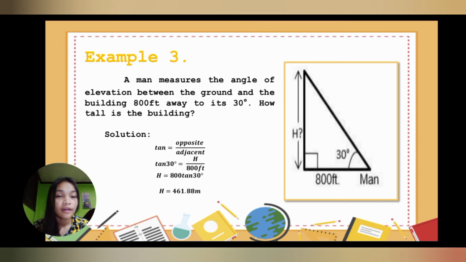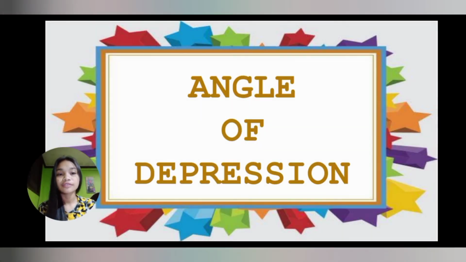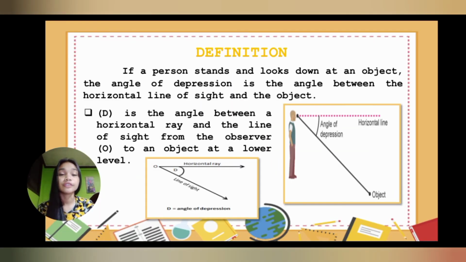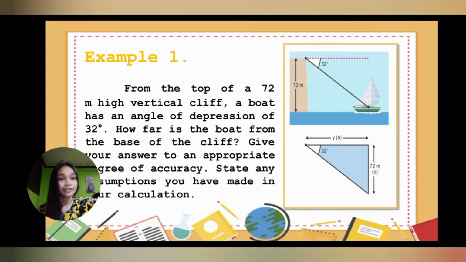That is the height of the building. That's how to get the angle of elevation, to know its measures. Angle of depression. Definition: if a person stands and looks down at an object, the angle of depression is the angle between the horizontal line of the side of the object, this one. V is the angle between the horizontal ray and the horizontal line of sight from the observer O to an object at a lower level. Okay, let us have an example.